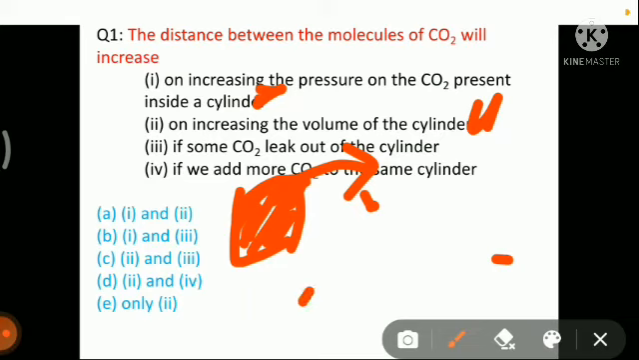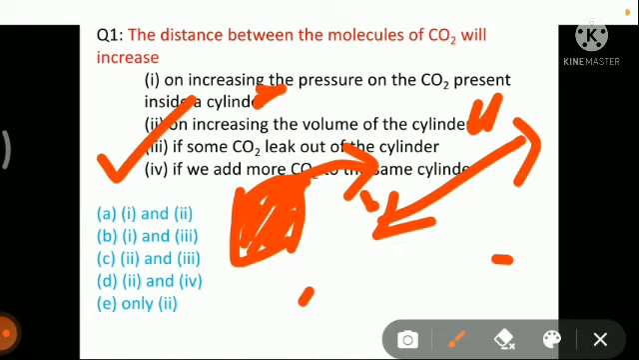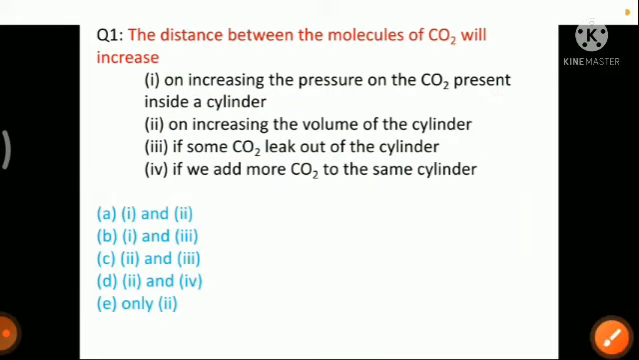So here their movement is restricted only inside the cylinder, but once the gas leaks out, means comes out of the cylinder, then it can move freely in the whole of the atmosphere, the whole of the air. There they can move to their maximum distance. So that means the distance between the particles will also increase. So the third condition which is given is also satisfying the question. That is, if some CO2 gas leaks out of the cylinder, then also the distance between the molecules of carbon dioxide gas will increase. Okay, so we have seen that the second and third are satisfied.